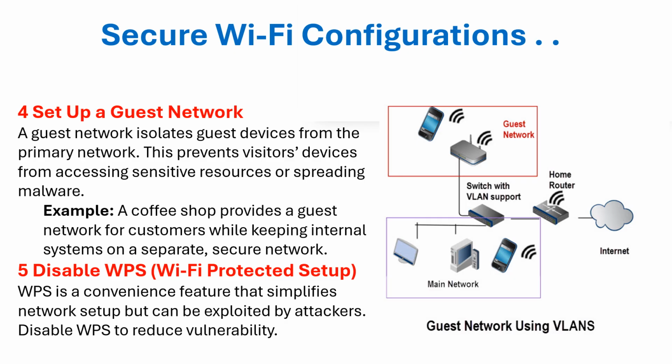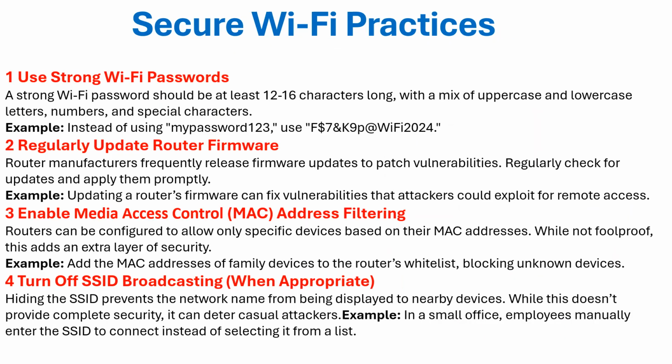Also, number 5, disable WPS, which is Wi-Fi Protected Setup. It's a convenience feature that simplifies the network setup, but it can be exploited by attackers. So disabling it reduces the vulnerability. So these are some of the practices on how to secure Wi-Fi.